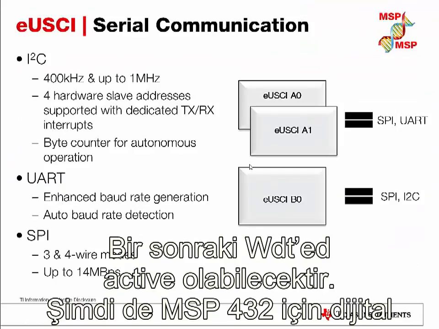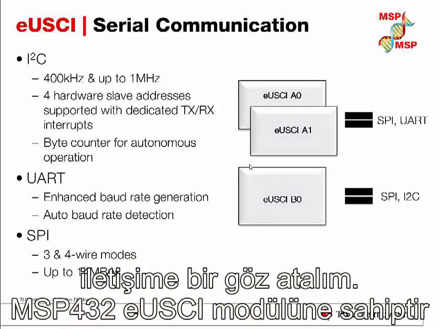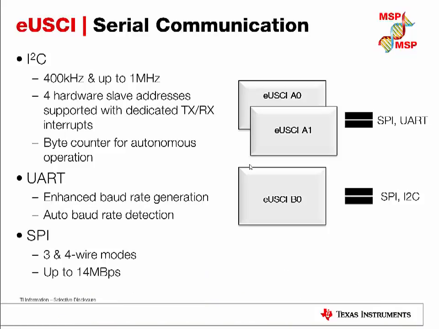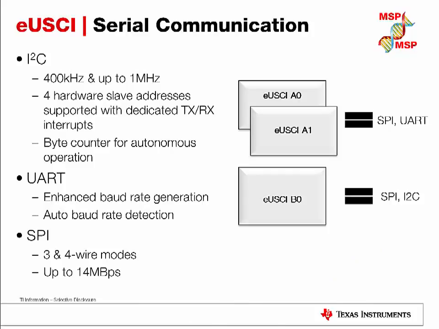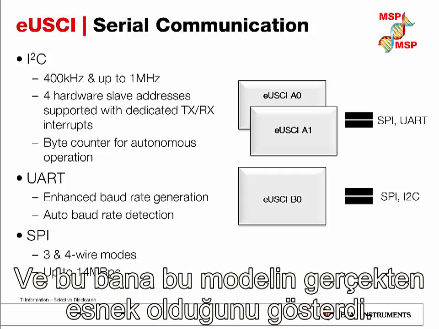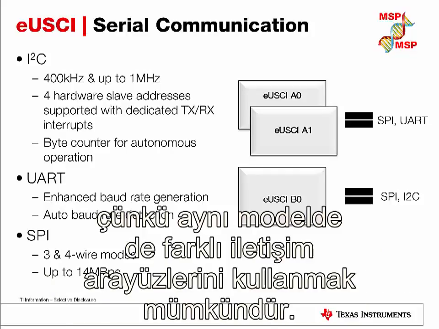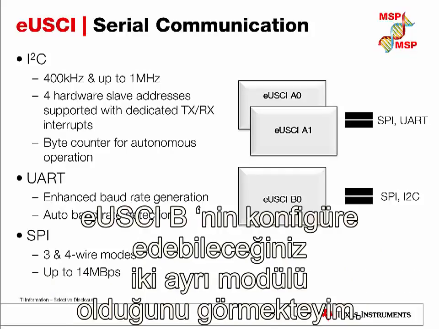Next, let's take a look at the digital serial communication on MSP432. The MSP432 includes the eUSCI module, the same module available on many existing MSP430 families. Like other peripherals on MSP, such as Timer A, the eUSCI is also a really flexible peripheral. It can also be called a Swiss Army knife of serial communication, because the same module can be used to drive different communication interfaces such as I2C, UART, and SPI.